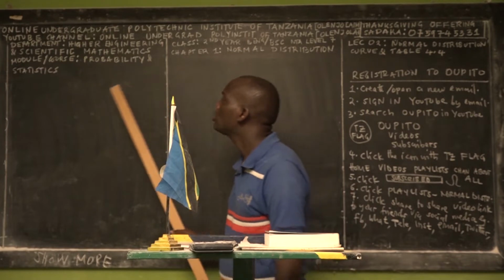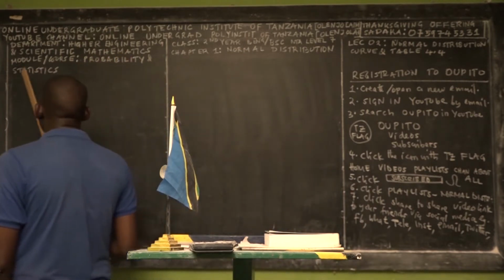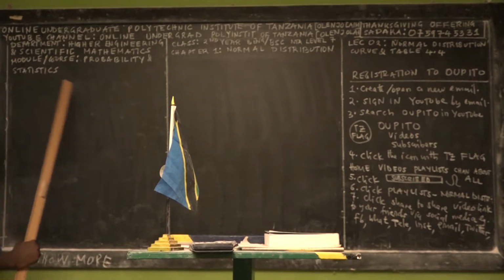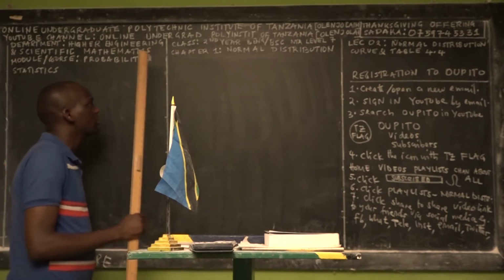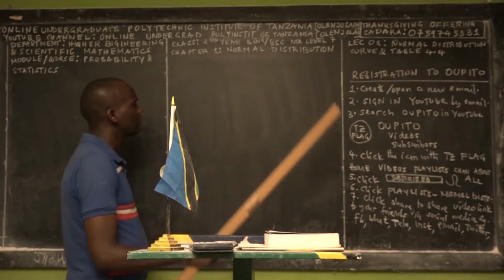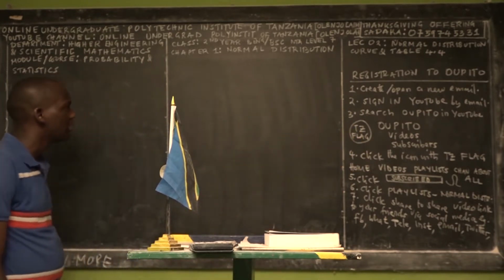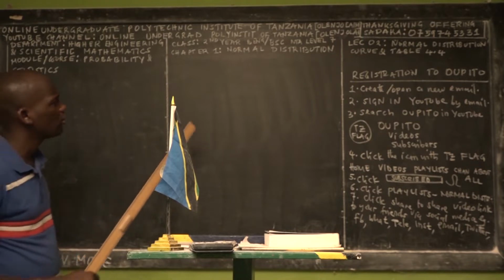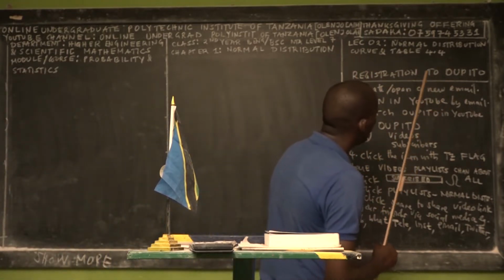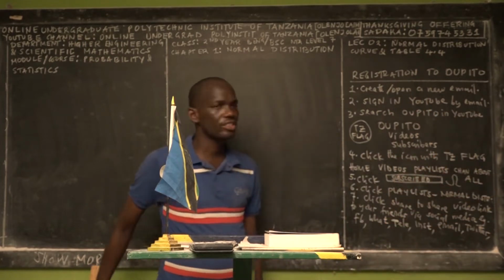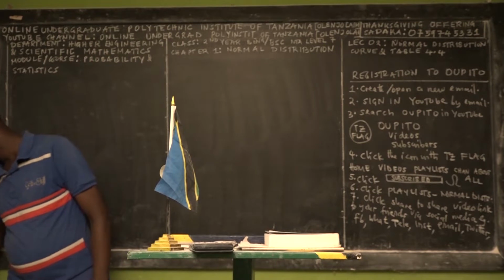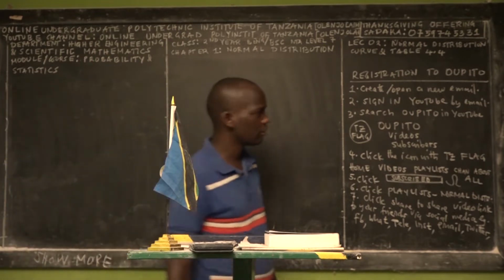Welcome into our department of higher engineering and scientific mathematics, and this module course is called probability and statistics. This content is for the second year, Bachelor in Engineering, NTA level 7, National Technical Award level 7. This is chapter 1 called normal distribution, and this is lecture 2, which is called normal distribution curve and table 4.4. That's what you're going to learn today, so you have to stay tuned.